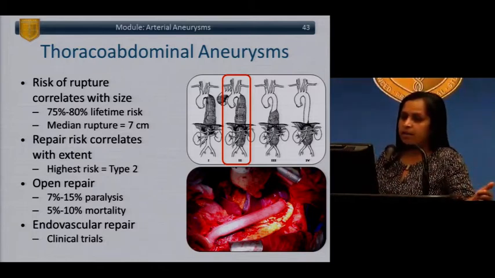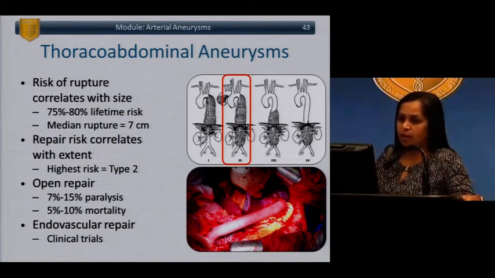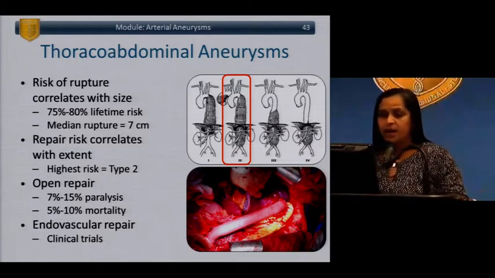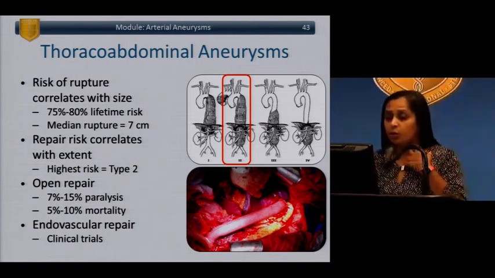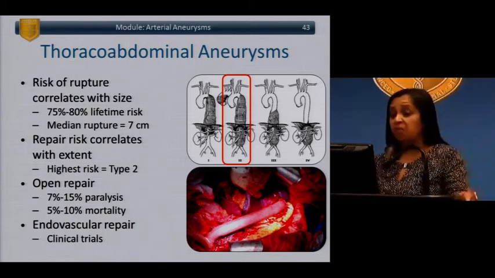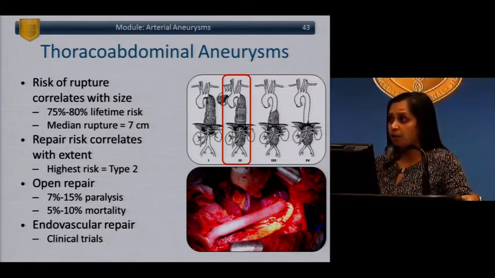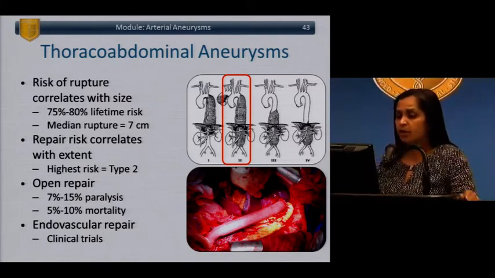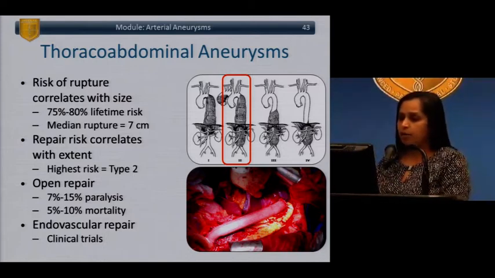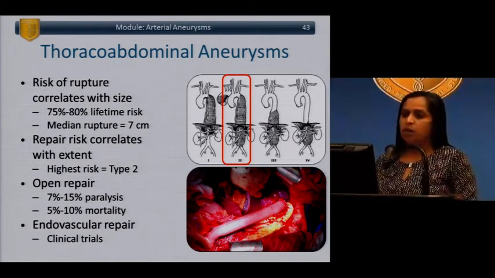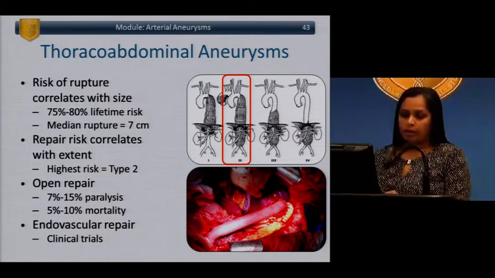These tend to increase with age. The rupture risk correlates with size. The highest risk of repair is with the most extensive aneurysms. And the biggest issue is spinal cord ischemia, which can occur with open repair in up to 15% of patients, so it's an important consideration with extensive aneurysms. Endovascular repair has now been shown, as we'll talk about, to be a good option for a number of these patients. The spinal cord ischemia risks are probably a little bit lower, although not zero.